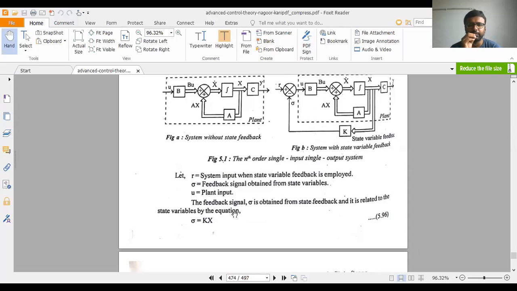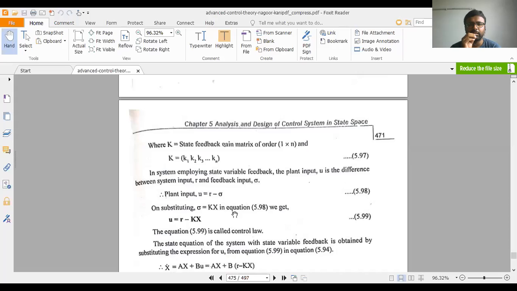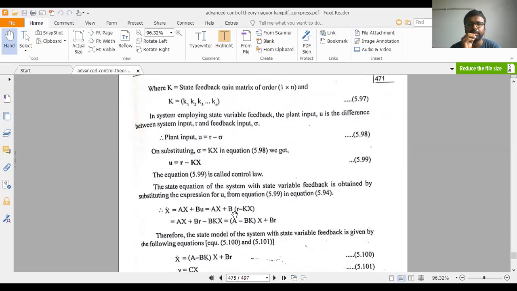Here k is the state feedback gain matrix, which is of the order 1 by n. That means it consists of only one row and n columns. Therefore, K is a state feedback gain matrix consisting of values K1, K2, K3 and so on up to Kn. The order of the matrix is 1 by n, one row and n columns.